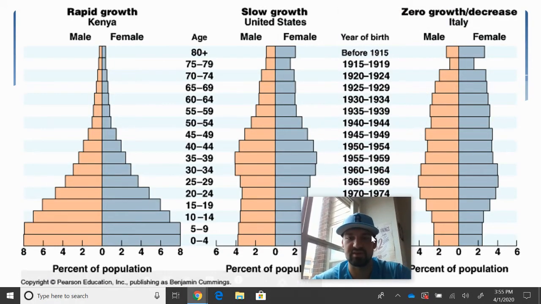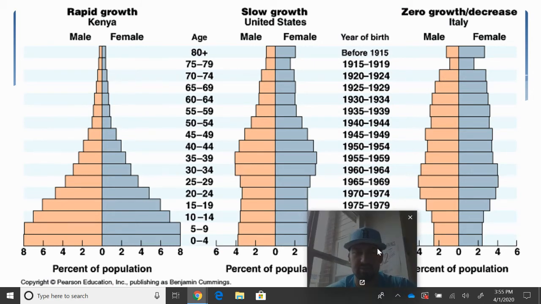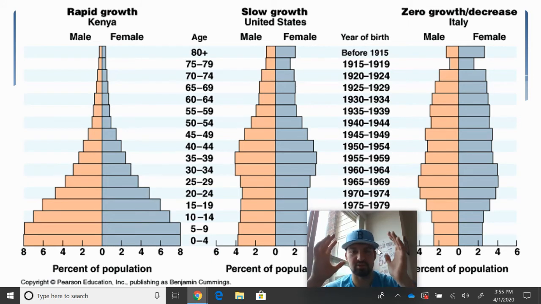Now let's look at the three different types of population pyramids here. We have three different types: rapid growth, slow growth, and zero growth or negative growth. Kenya is a good example on the left-hand side of a rapid growth because there are just a lot of babies being born. Then as we go up, there are fewer and fewer people that are getting older. All right, so that means that their population is probably going to be increasing dramatically because more people are being born than dying.